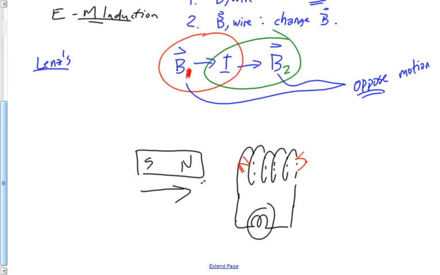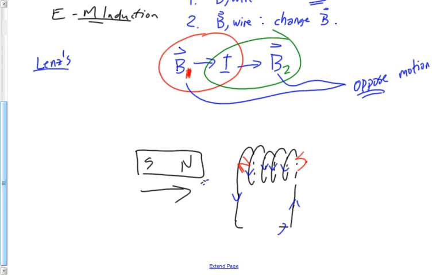That means the current that's induced here by this, it's not caused by the battery, because there is no battery. The current that's induced by this moving magnet is going to go this way, down in the front, up in the back, down in the front, up in the back, and it's going to end up going around counterclockwise. That make sense?